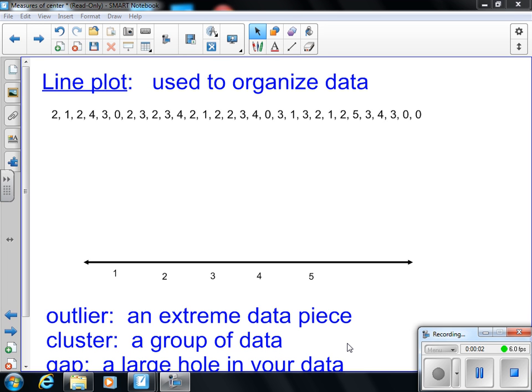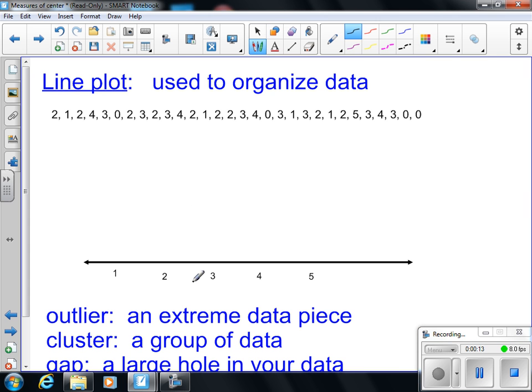Today we're going to be talking about line plots and what they are and how they're used. Line plots are used to help you organize your data. So what we're going to do is take all these numbers, I think there are 30 numbers here, and organize them in a line plot. Basically what you do is you put X's above the lines for them. So I'm going to mark them off as I do it.